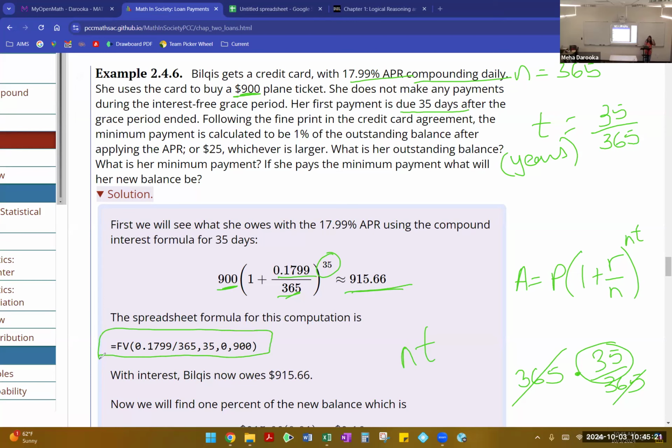And obviously you can use the built-in function also. So 0.1799, that's R divided by N on the rate, and then N times T, the same calculation, will give you 35. Since we are not making regular payments here, that PMT value is going to be 0, and of course we borrowed $900, so that's our present value. You can see that gives us the same number, $915.66.